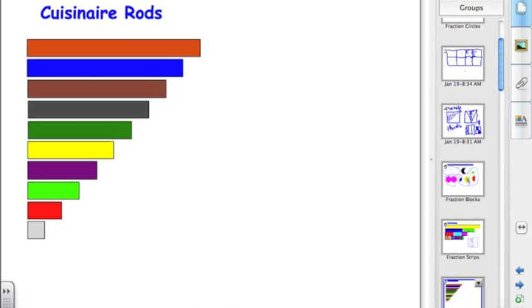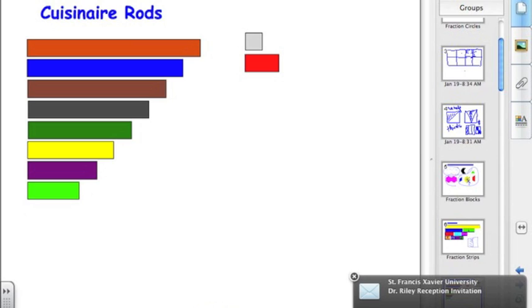And in grade 6, we do a lot of work with ratios. So I can build a 1/2, and show that I need 2 of the white in order to make 1 of the red, right? So white is 1/2 of red.